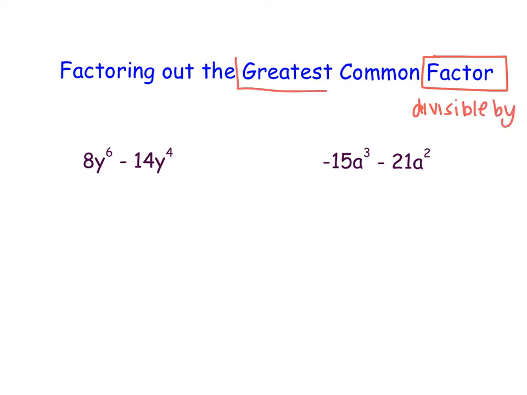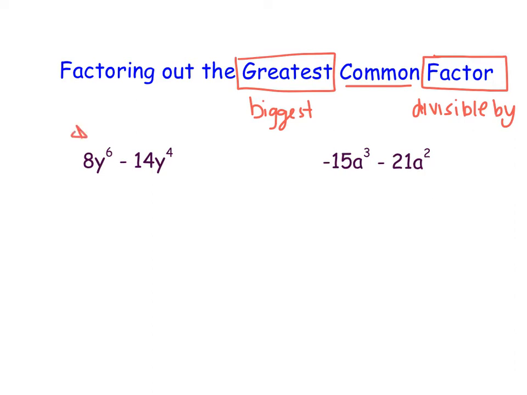Then greatest means it's the biggest factor. So we're factoring out every single value that they have in common, the biggest number and the most variables that can come out. That is our greatest factor. Now this word common means that they're going to have this greatest common factor in common.